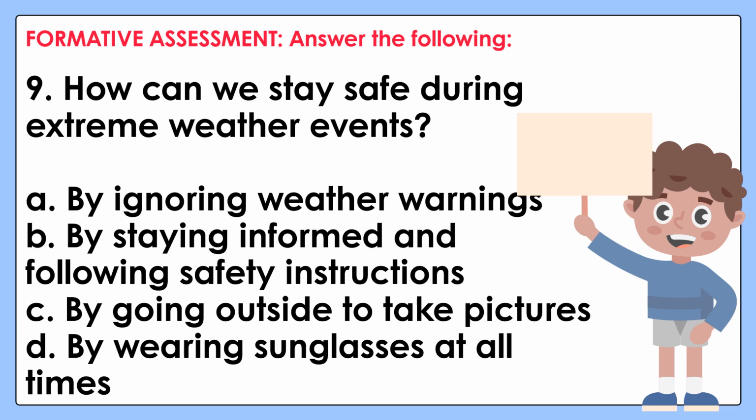Number 9. How can we stay safe during extreme weather events? A. By ignoring weather warnings. B. By staying informed and following safety instructions. C. By going outside to take pictures. Or D. By wearing sunglasses at all times. The answer is letter B. By staying informed and following safety instructions.